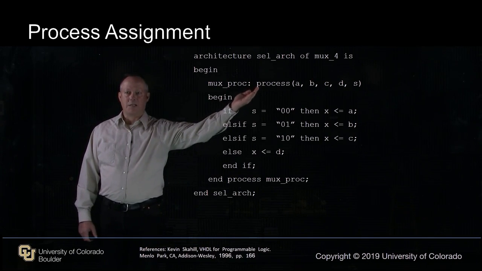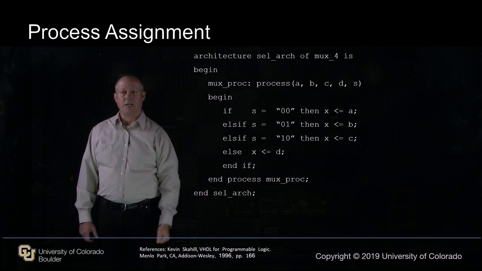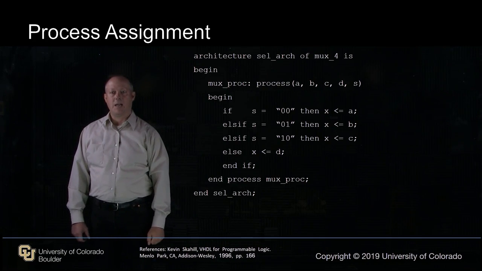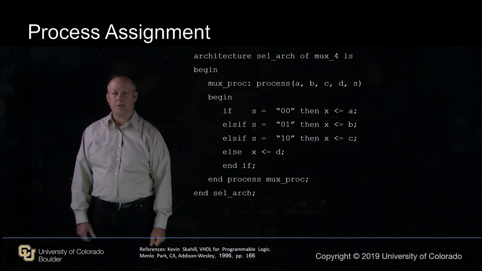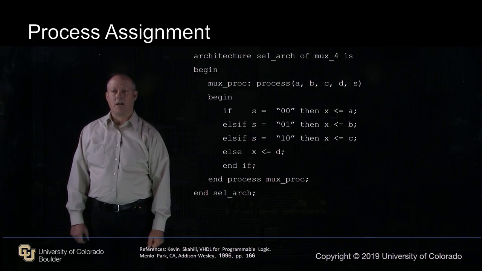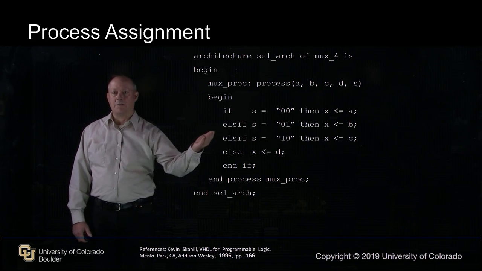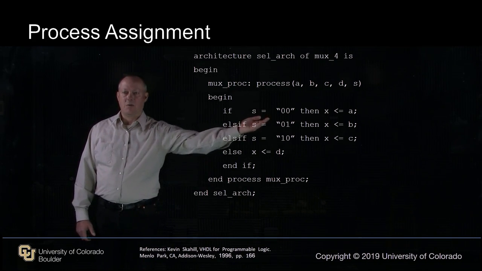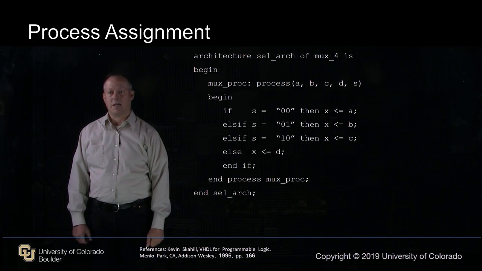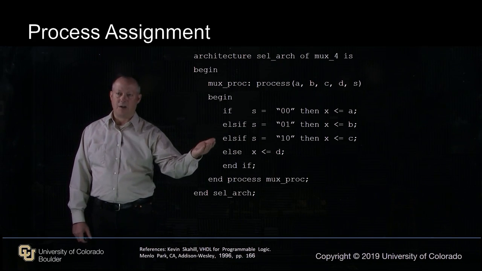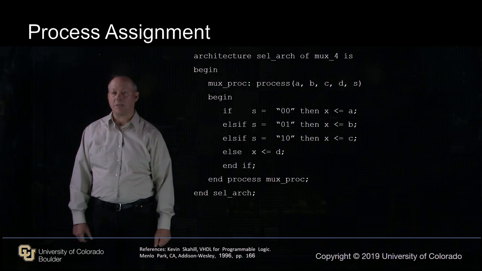So we have the process sensitivity list with A, B, C, D, and S being evaluated in our begin-end loop anytime there's a change in A, B, C, D, or S. So here we have if S equals 0, 0, then we make an assignment to X as A. And we have our else if statements and our final else statement. End of process.